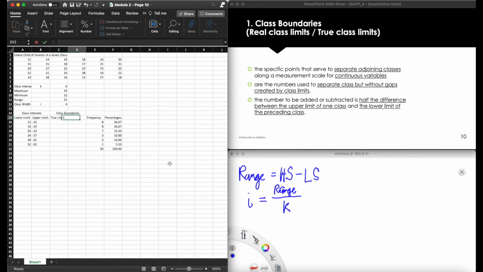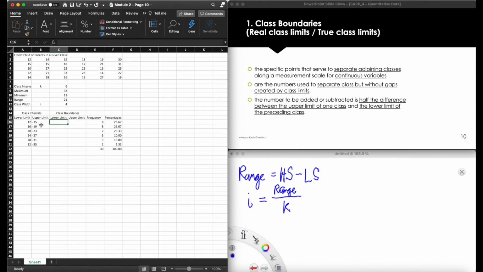Let's just call it true limit, or maybe we can just call this lower limit, and then, why not, upper limit? Just know that they are class boundaries instead of class intervals. So what we're going to do is we got the value, which is 16 minus 15 is 1.